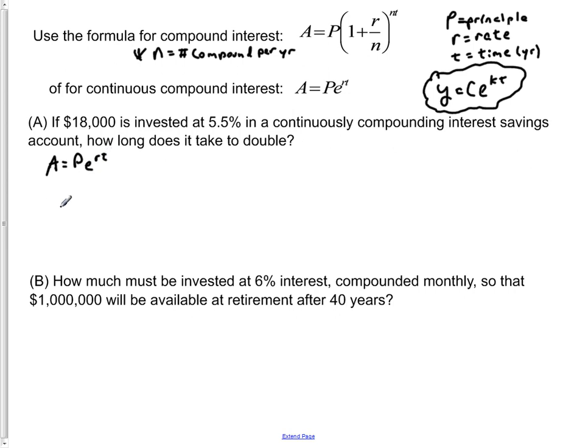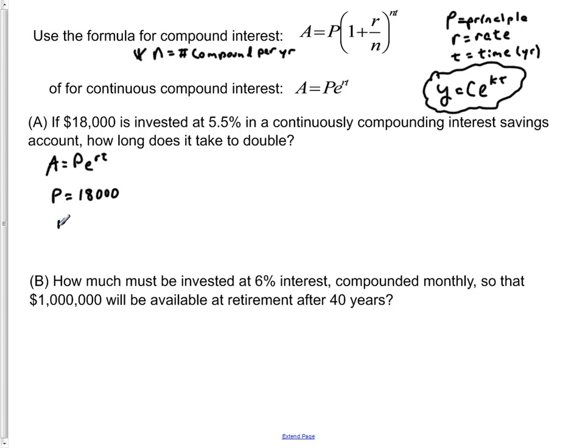And we're told $18,000 is invested at 5.5% in a continuously compounding interest savings. How long does it take it to double? Well, what are we saying right here? Well, if we look at the given information, we're told that our initial amount, that's always our principal, is $18,000. Now, if you were to think about it, we could put 18,000 in for A and let T equal 0 and solve for P, but P would be 18,000.